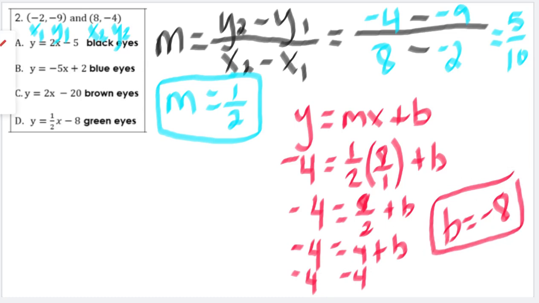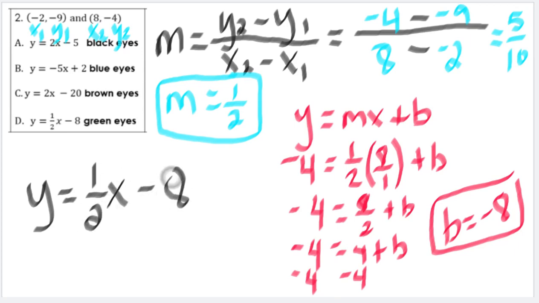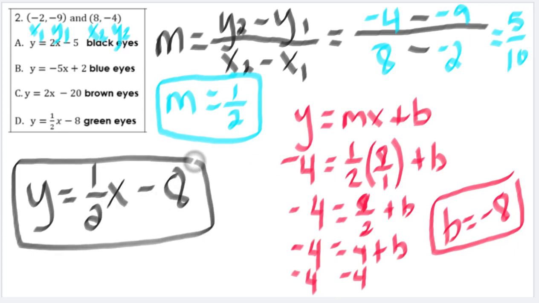So now we just want to rewrite our equation with the m and the b. So we have y equals 1/2 x minus 8. So for number 2, our snowman would have green eyes. So you're going to copy and paste the green eyes onto the snowman.